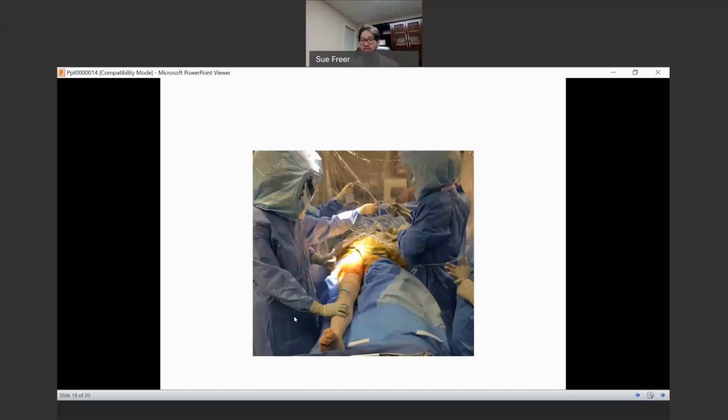And actually, in many cases, within 6 weeks, they have a faster recovery when you compare it to other posterior or lateral hip approaches.